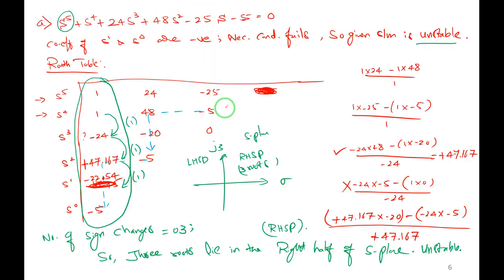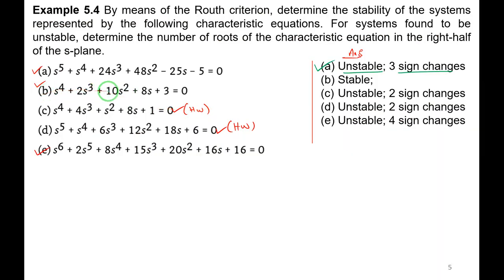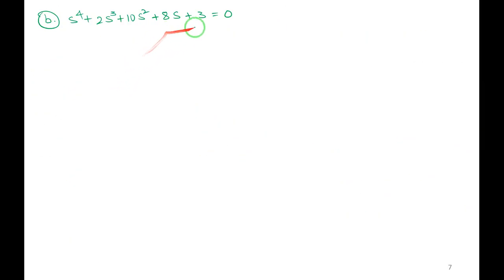So this part B we have taken, this one, s power 4 plus 2s cube plus 10s square plus 8s plus 3. Okay, just observe, all the powers of s are present: s power 4, s power 3, s power 2, s power 1, s power 0. If any of the s power terms is missing, you have to write 0 into s square. Suppose this s square is missing, I have to write 0 into s square, right? But in the given problem, all the powers of s are present. Then observe the coefficients. Yes, all are positive here, having the same sign. So the necessary condition is satisfied.